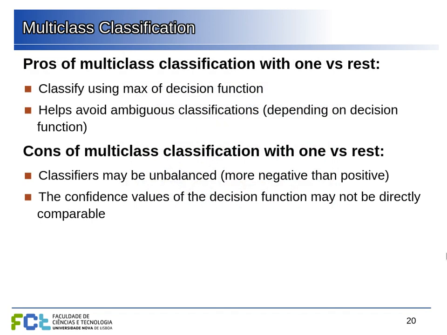So the advantages here of using this one versus rest, this is the standard way of extending binary classifiers to n classes, is that since we classify using the maximum of the decision function, we generally don't have problems with ambiguity because these are continuous values and there are seldom any ties.